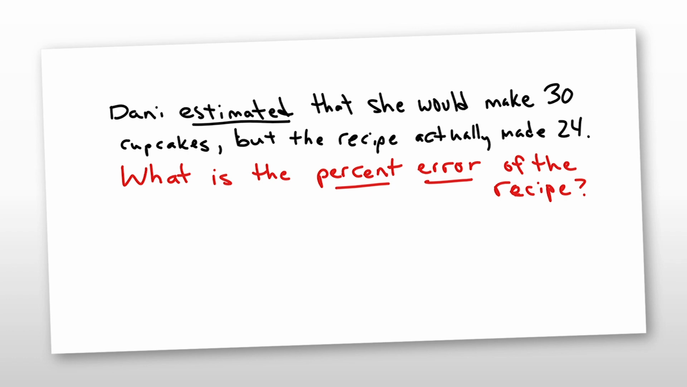So how can we use percent error when dealing with percentage problems? Well, let's just say that Danny estimated that she would make 30 cupcakes, but the recipe actually only made 24. What is the percent error of the recipe? In other words, by how much was the recipe off if it said it would make 30, but it actually made 24?